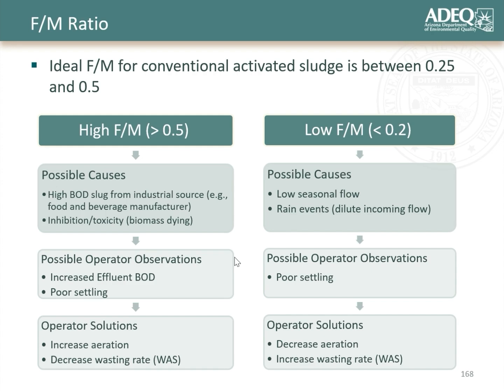Number two is maybe you had an inhibitory toxic compound that came into your system and killed off your biomass. You would obviously see a drop in your MLSS or MLVSS as a result of that. So those are the possible causes. So what would be the indicator to the operator that this is happening? Number one, besides dying off of the bacteria, you'd see poor effluent BOD results and also poor settling of your sludge.